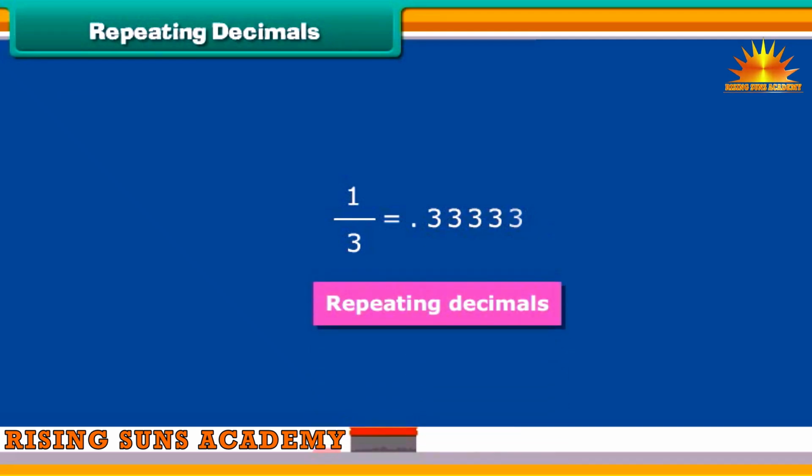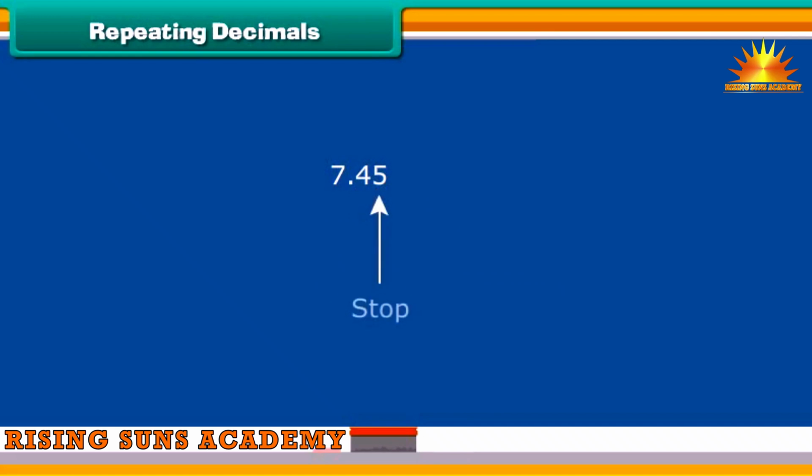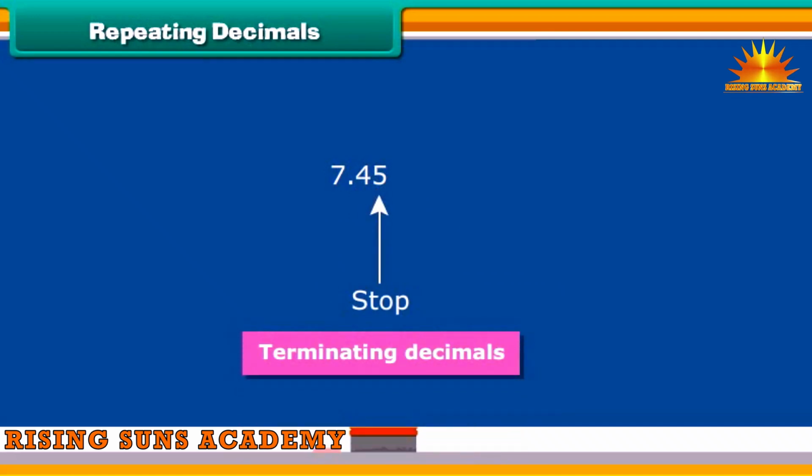You can round off the number to 3/10 or 33/100, but it is more accurate to put a line over the last number. This line indicates that the number keeps on going. And the decimals that stop are called terminating decimals.